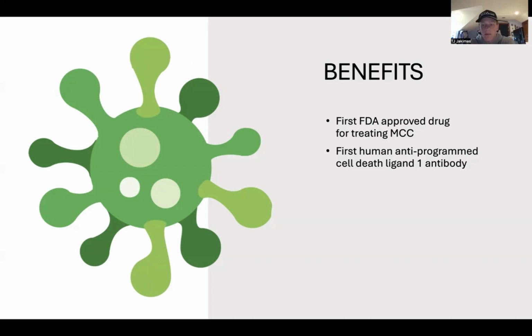It was the first FDA-approved drug for treating MCC, or Merkel cell carcinoma. It was also the first human anti-programmed cell death ligand 1 antibody. It also has various uses, as it can be first-line or second-line treatment.